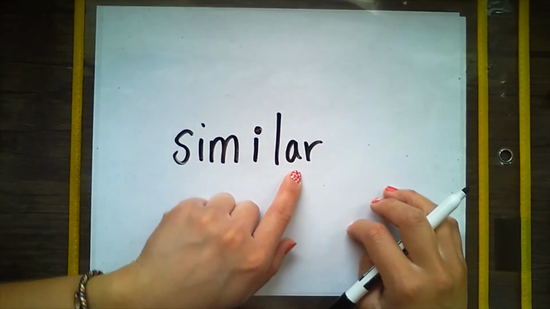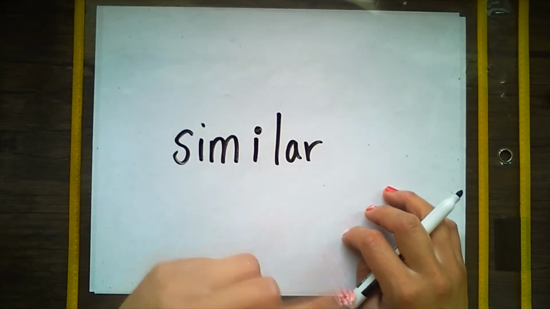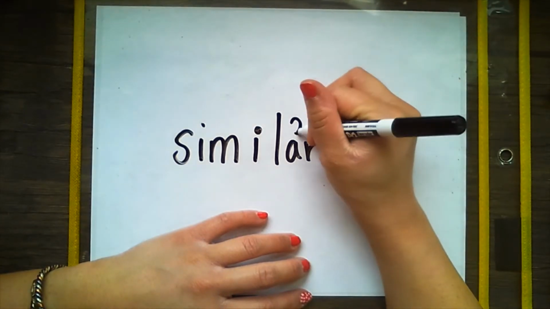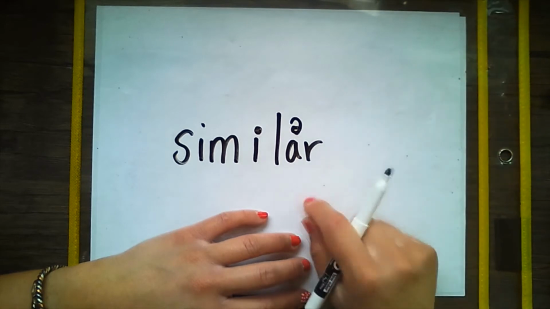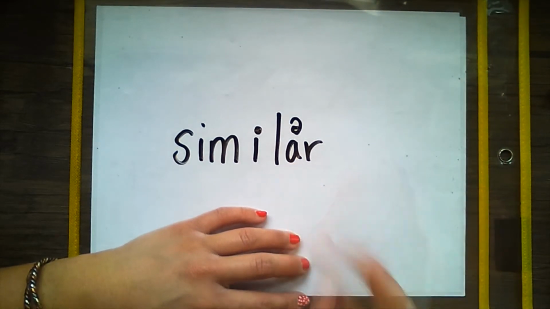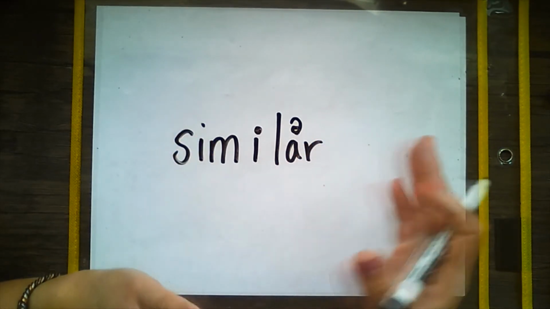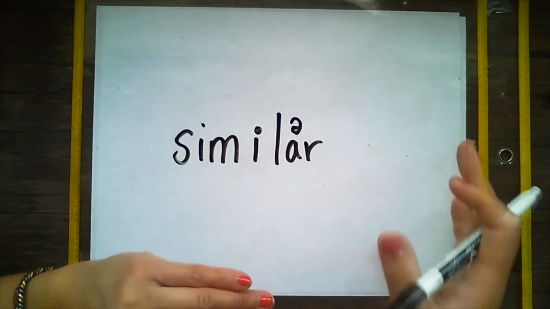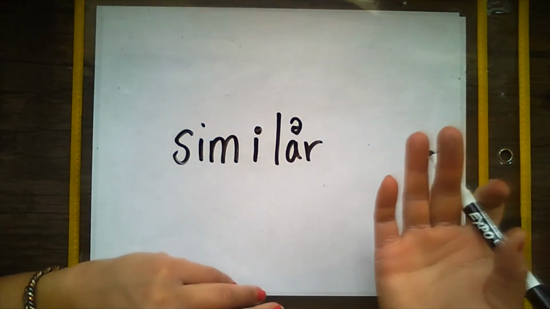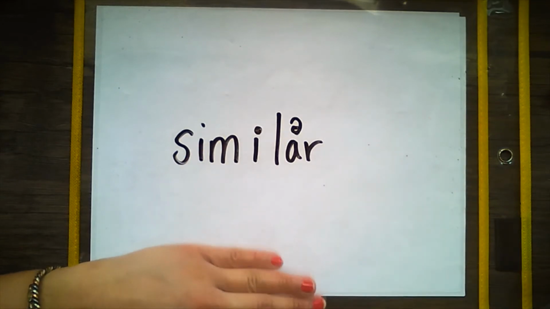Read. Lar. Try for the real word. Similar. So we have a schwa above the A here. It went from one sound to another. So when we have sounds that change like that and it's not the normal vowel short or long sound, then we call that a schwa. So our whole word is similar.